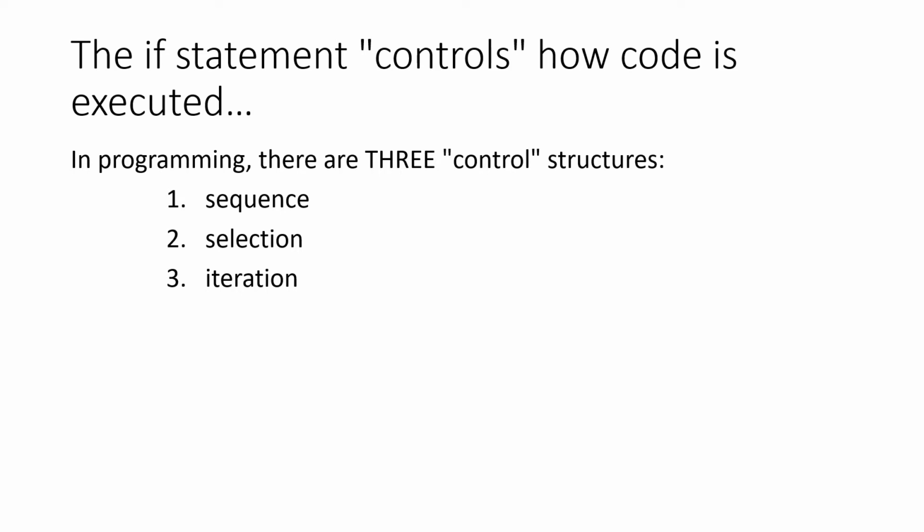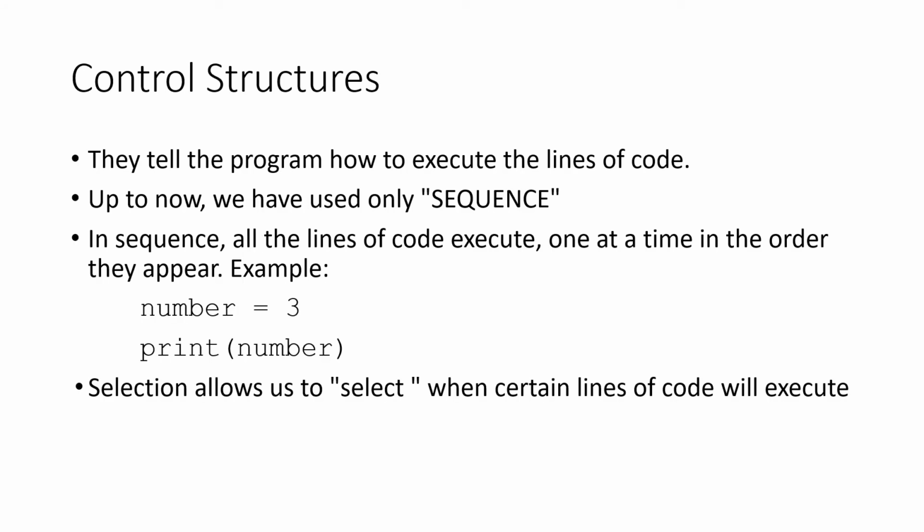The if statement is one out of three possible control structures that we have available in any programming language. So far, everything we have been doing has been happening one line at a time in the order that they appear. We call that sequence. The if statement is called selection, and next week we're going to learn the third and last control structure, that is iteration, in other words, repetition. So control structures tell the programs how to execute the lines of code.